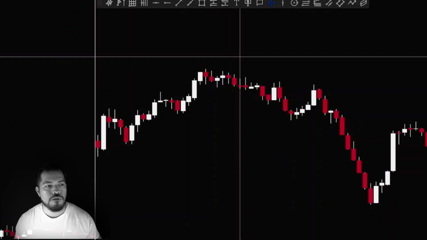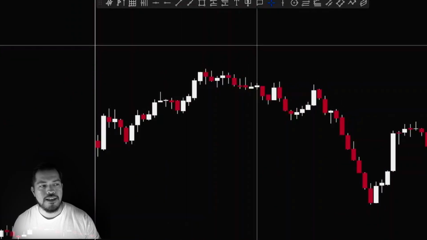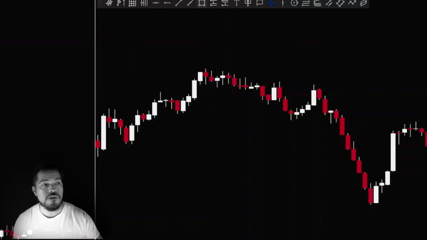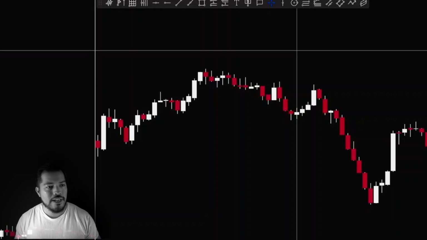We're going to go through a few examples of how you can use your order blocks, my version of the order blocks, or what I would call high volume nodes, in your trading. Again, this is not financial advice. This is just a tool for you to use when you are trading. So let's go ahead and get into it.